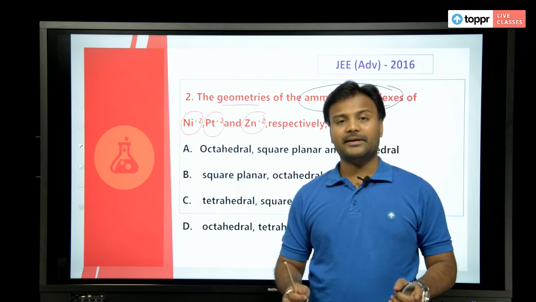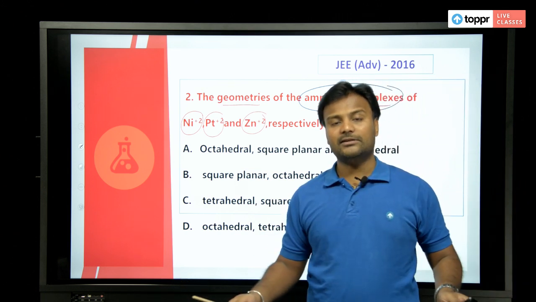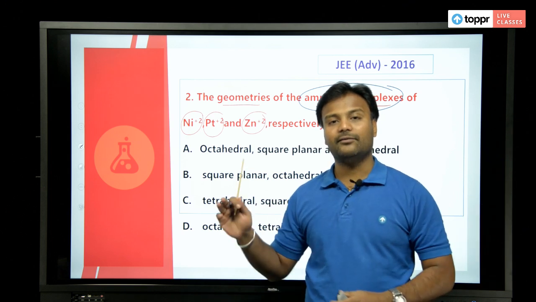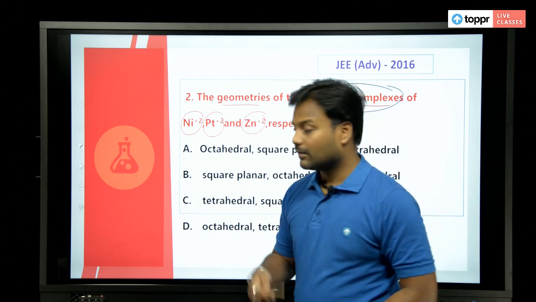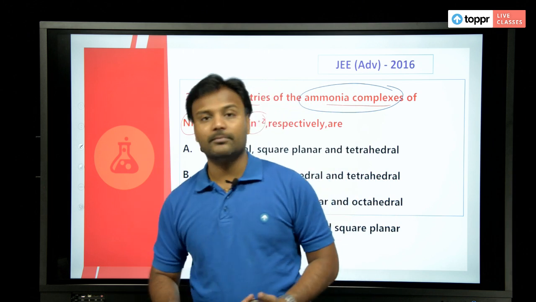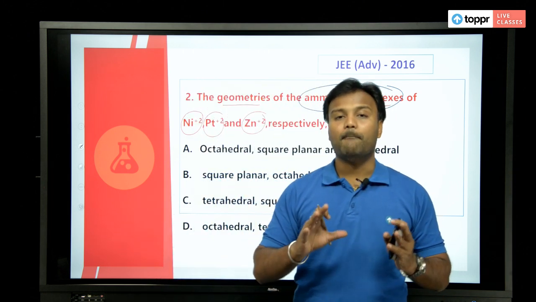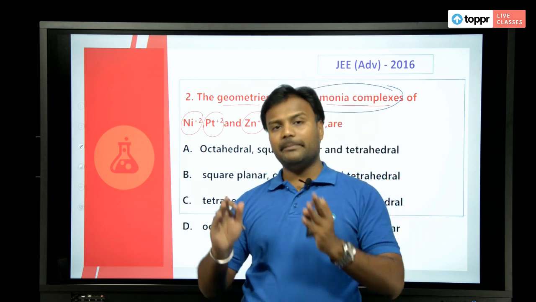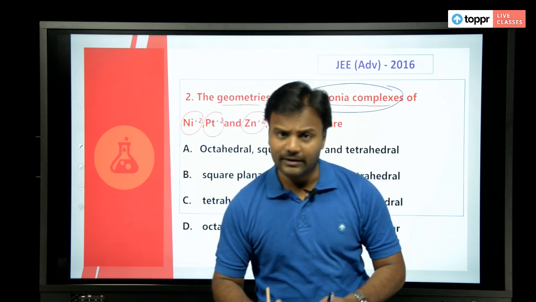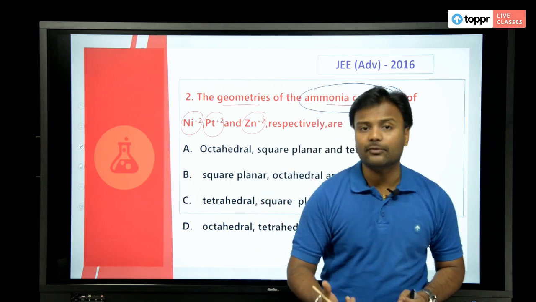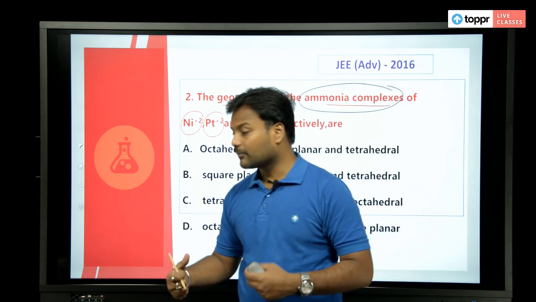In the spectrochemical series, all the ligands are classified as strong field and weak field, but what happens to ammonia? Ammonia is going to be a moderate ligand. It cannot be too strong, not too weak. So how to decide whether ammonia is a weak field or a strong field?